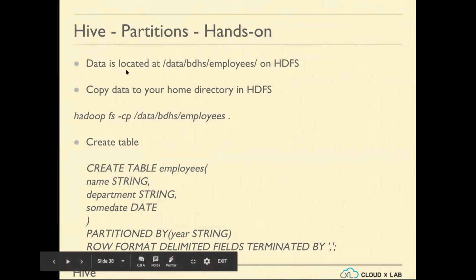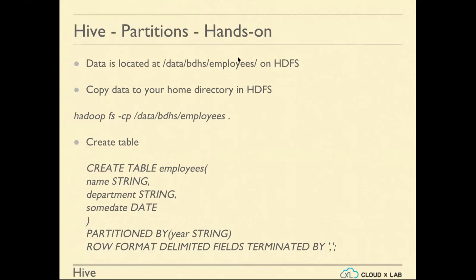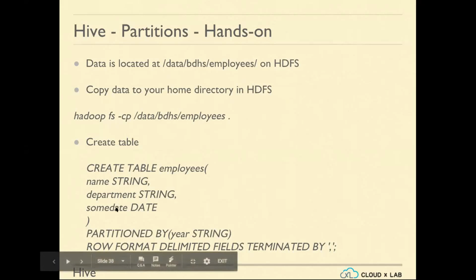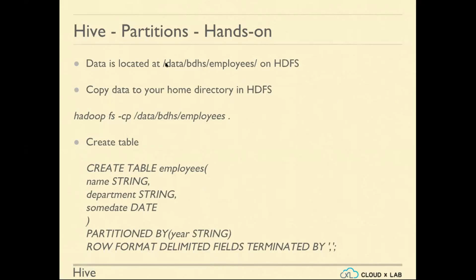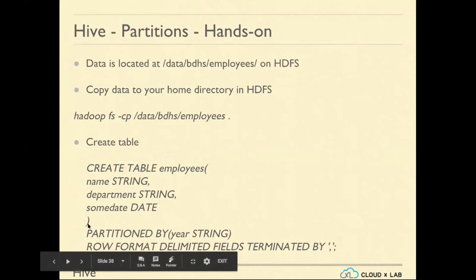So what we're going to do is, first of all, from the common place, we'll copy this data to our home directory just the way we did earlier, and then we're going to create a table called employees, and then we will define name, department, and then we'll just say some date, and this is our table that we're creating. First thing we're going to do is copy these two files into our home directory. Second, we're going to create this table.